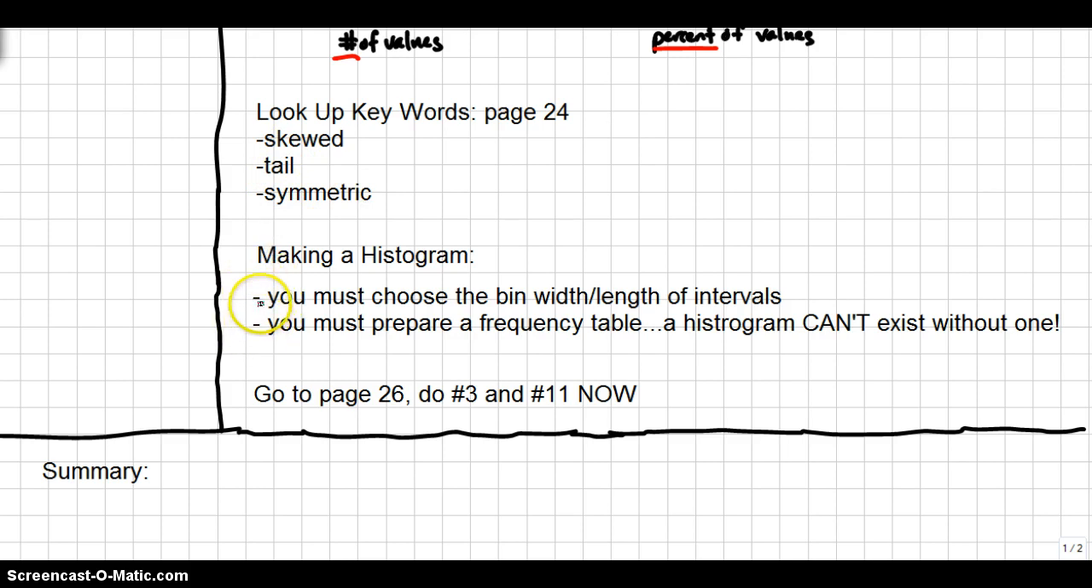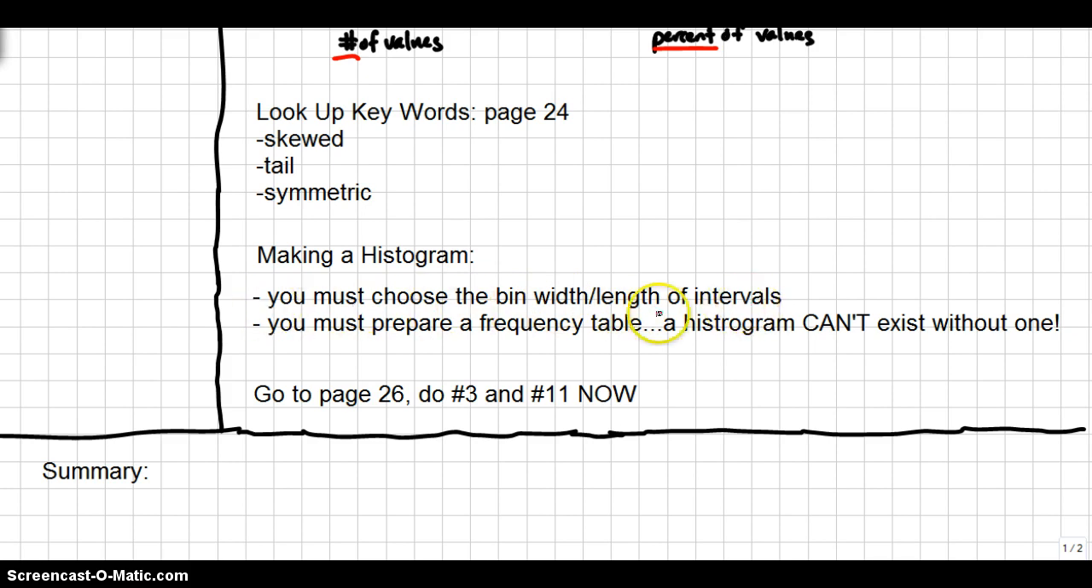These next two items that I want to look at are not from the textbook. These are simply items that I'd like to emphasize to help students be successful when they are making a histogram so that they can get the full points. It is important that students understand that when they are making or asked to make a histogram, the first thing they should do is make a decision. They have to choose the bin width, or how big the intervals are going to be.